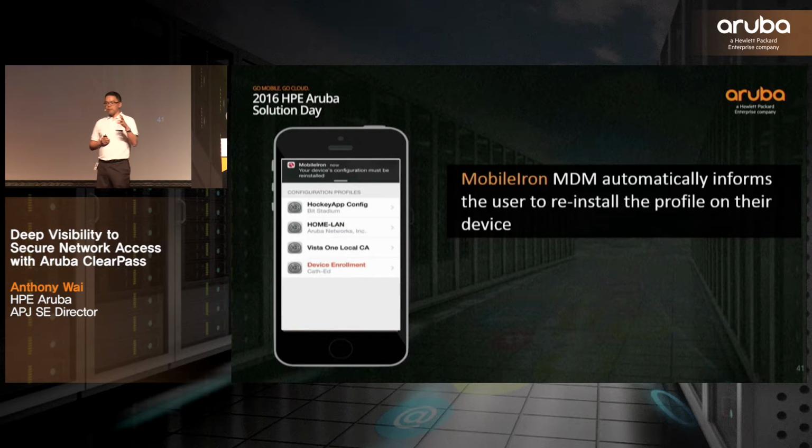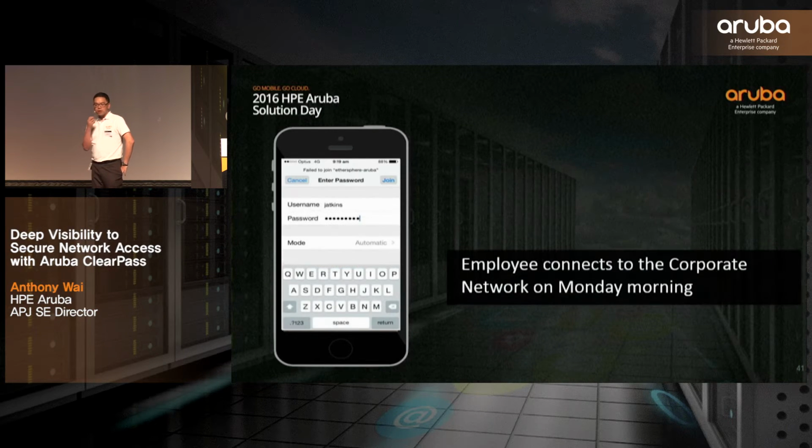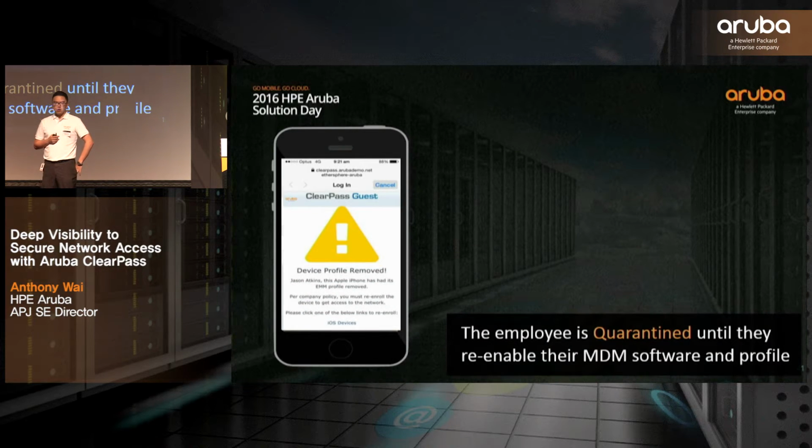And then mobile MDM automatically informs the user that now you are out of compliance because my agent is not sitting on your device. Now, please reinstall the profile on your device right away. Now, the employee tries to connect to the corporate network. When he comes back, having attempted to remove the MDM agent, what should he expect when he tries to access the network? A quarantine. How do we do that?